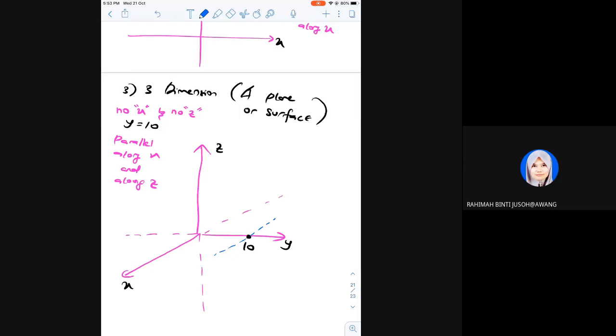Okay, thank you. So next, dia parallel sepanjang paksi Z. So Z dia menegak je. So tegak like this. Okay, so bila once you dah ada traces ni, what you should do is you buat garisan keliling dia. Okay, so you can make it like this. Sambungkan keliling dia. So this is the plane. Alright, this is the plane of Y equals to 10. Dia parallel sepanjang X dan dia parallel sepanjang Z.